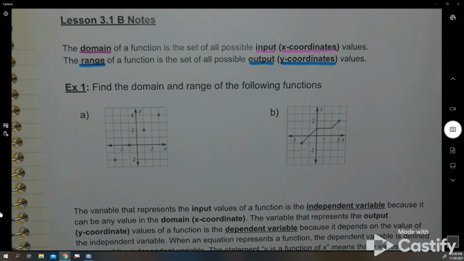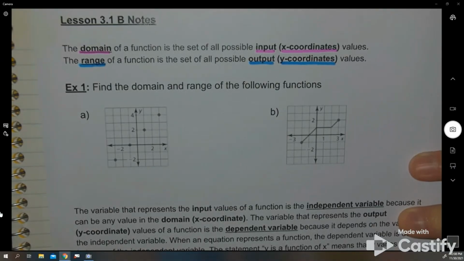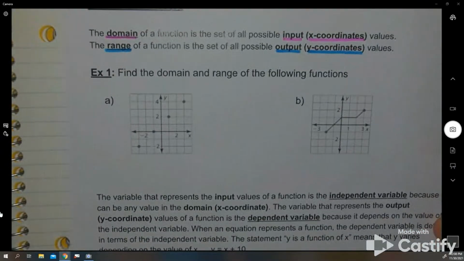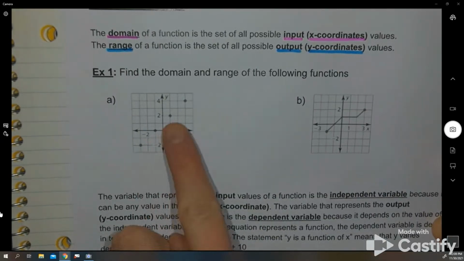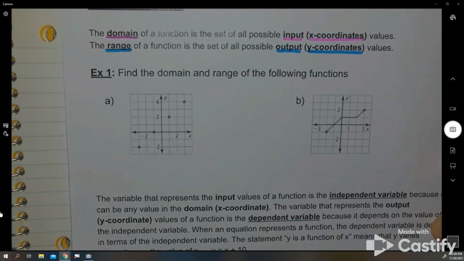So when we're looking at these and we're trying to decide what's the domain and what's the range, we're going to be looking at those x and y coordinates. So in these 2 examples here, we have to find the domain and the range for the function. So if I'm looking at A, it has dots that are not connected. So I'm going to take the coordinates for each one of these points and I'm going to write them down, and that way I'll be able to more easily find my domain and my range.